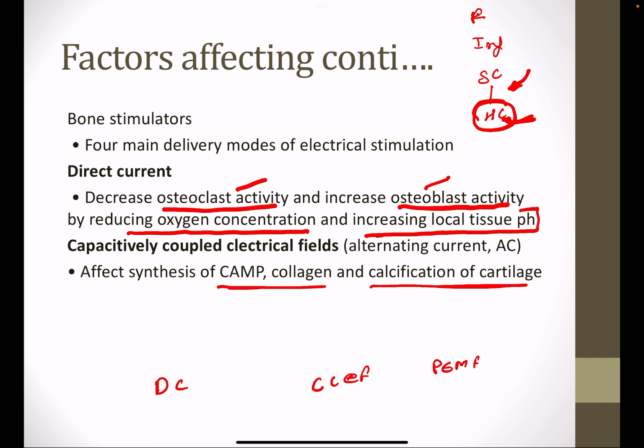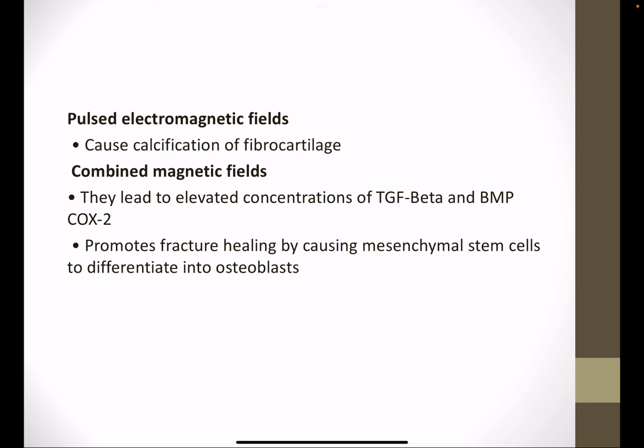Capacitively coupled electrical field affects conversion of soft callus to hard callus and affects the calcification of cartilage. Simple. Two, direct currents done, capacitive coupled electric field done. Pulse electromagnetic, what does it do? It is pulsed, just to remember, intermittent, and causes calcification of fibrocartilage.